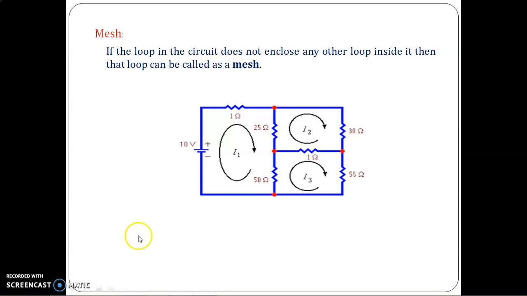What does it mean by a mesh can be a loop? See here, this is mesh 1, but it also forms a loop here. But a loop should not be called a mesh, since within a loop, two or more loops can be present. So see the statement clearly. The mesh can be a loop, but the loop can't be a mesh.